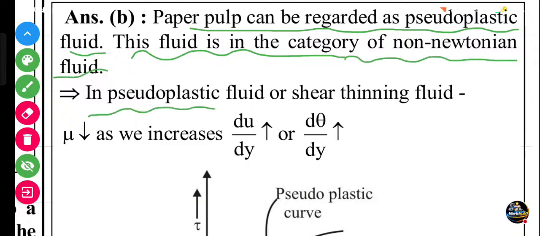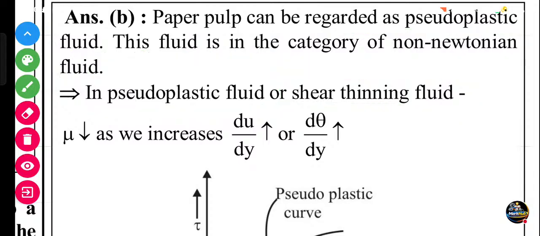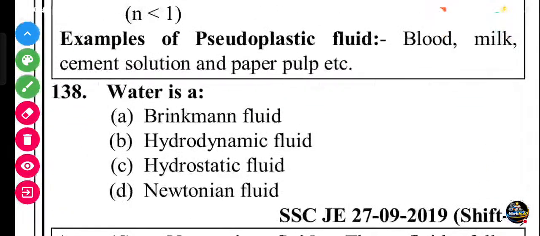In the pseudoplastic fluid or the shear thinning fluid, different types of pseudoplastic fluids are blood, milk, cement solution, and paper pulp, etc.